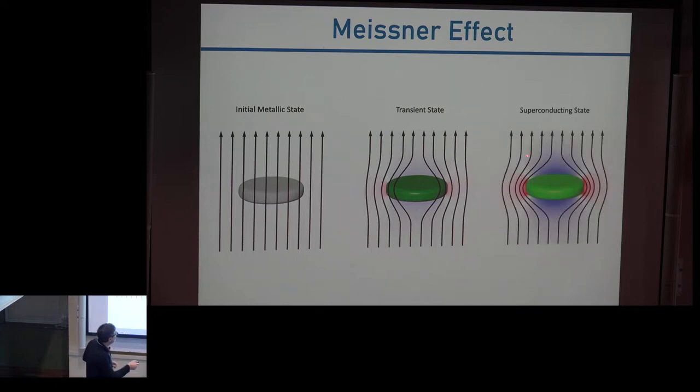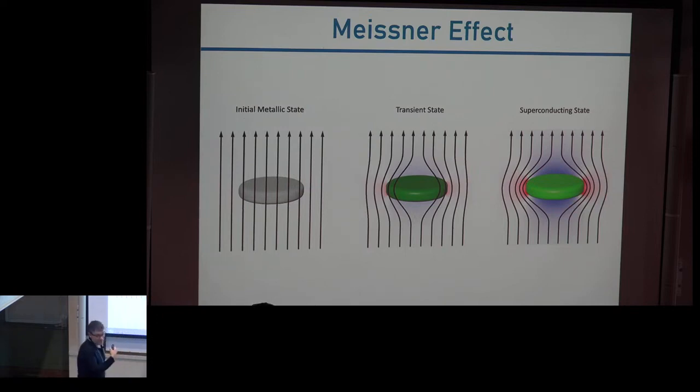And so transiently, I should find a state in which the field lines are basically zero here, or close to zero, and they get more compressed. So there's a demagnetization factor. The magnetic field should go up here and go down there.